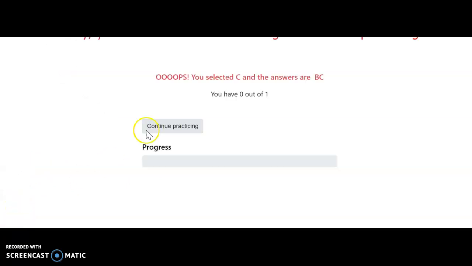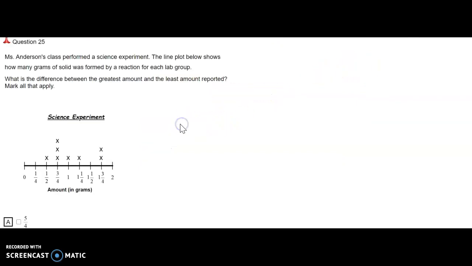And if I click submit, uh-oh, what did I do wrong? You selected C and the answers are B and C. So I guess that I didn't pay attention because it did say mark all that apply, and I know that 2/4 is also equivalent to 1/2, so I missed one of those answers. So I have 0 out of 1. I'm going to click continue practicing.